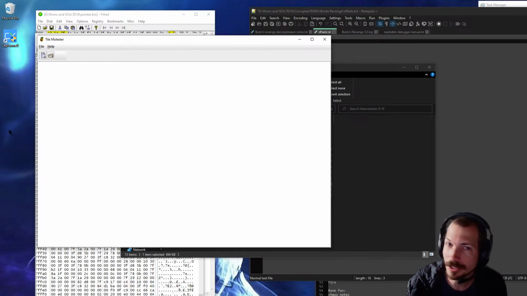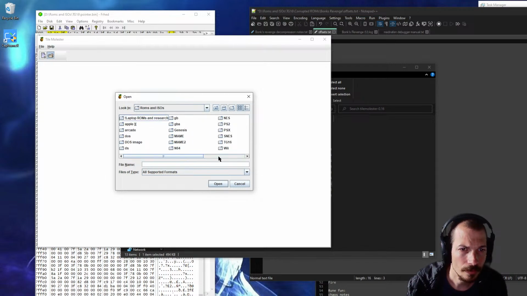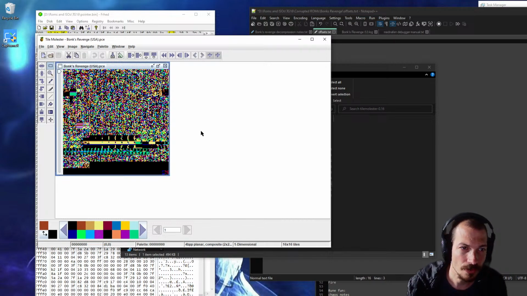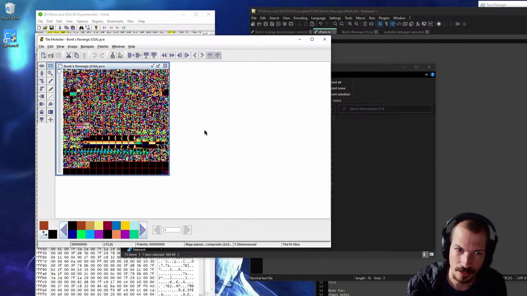But so we only really needed that for opening ROMs and ISOs. So TG16. We're just going to pull up Bonk's Revenge, and of course it does it in that graphics format. To make things easier for me, what I tend to do is put a tile grid, and that makes it easier to look at the tiles.